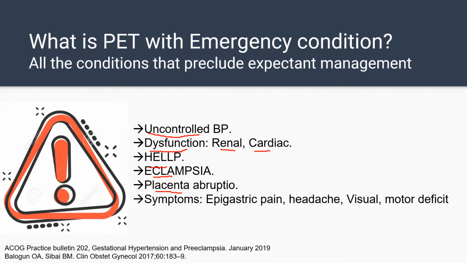Also, there are symptoms that can be classified as an emergency condition. For example, the epigastric pain that the mother has, from the classification of severe features. If the epigastric pain is constant and doesn't go away for a long time, we can diagnose that it is an emergency condition. Also the headache or visual disturbances or motor deficit, because all those things reflect that a serious condition is happening. If a mother has symptoms that don't go away with magnesium sulfate and don't go away with controlling the BPs, it means that the preeclampsia is very advanced. So you need to take those symptoms as an emergency condition and finish the pregnancy.